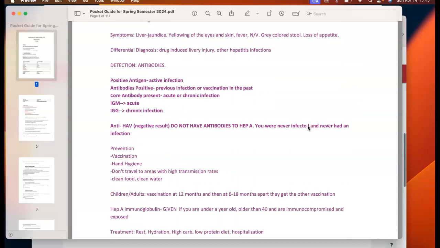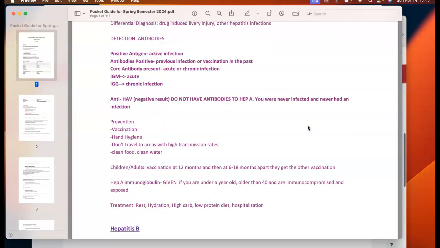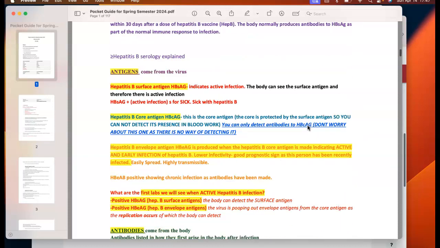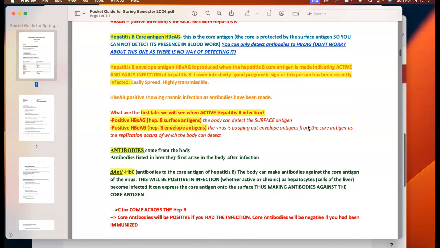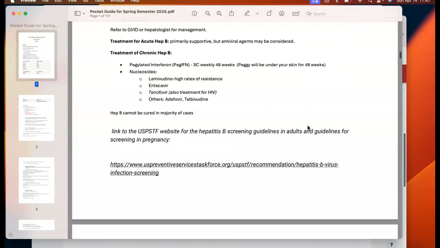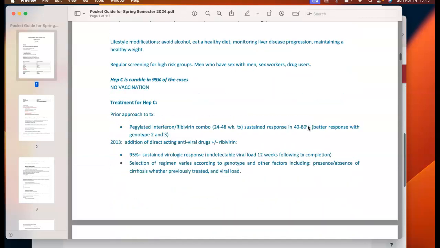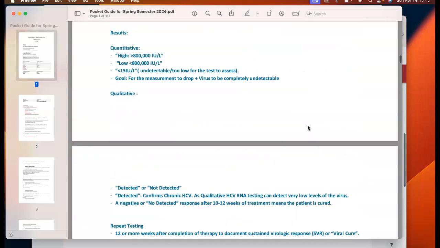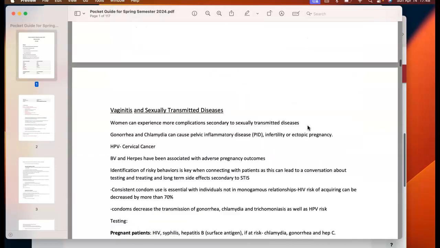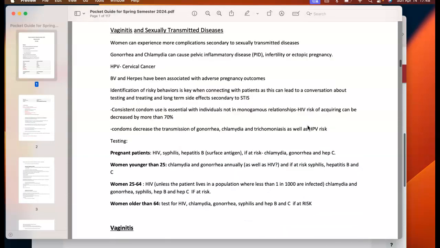positive antigens, as well as the antibodies in IgM and IgG, and I went over the different types of hepatitis, as well as the explanation of how the antibodies and antigens work for future reference. So then this is hepatitis C, and all that information, as well as D, and then we have labs, and then we went over STIs and STDs.